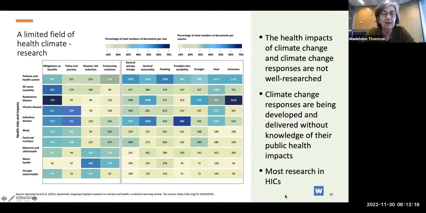There's a study by Berrang-Ford et al. last year that really did a fairly comprehensive review of the published data on climate and health research. And it really shows you that climate and health research is still quite limited. There's a significant number of publications on respiratory diseases and emissions, but there are many, many gaps in the research that has been done, and in particular, research in low-income countries. So there's absolutely a field of investigation to invest in here.